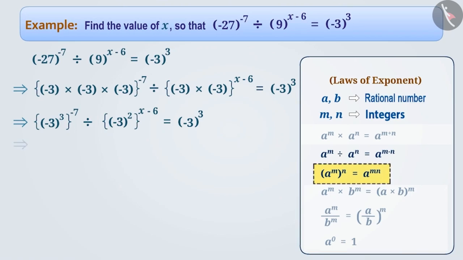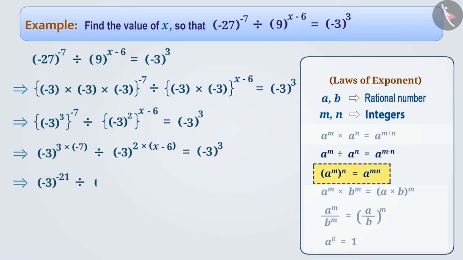Then we will get (-3)^3 × (-7) divided by (-3)^2 × (x - 6) is equal to (-3)^3, that is, (-3)^(-21) divided by (-3)^(2x - 12) is equal to (-3)^3. Now here we can see that the bases are equal.